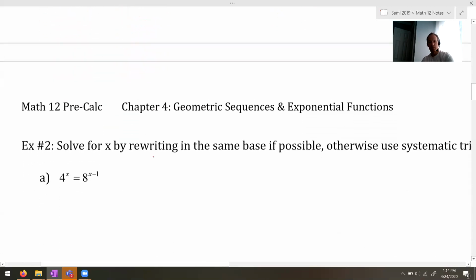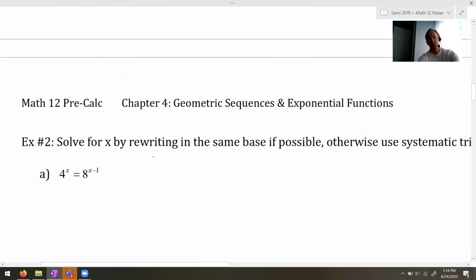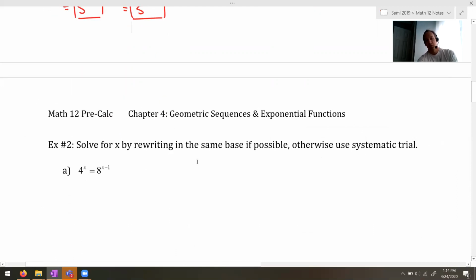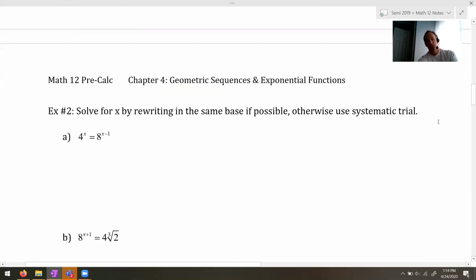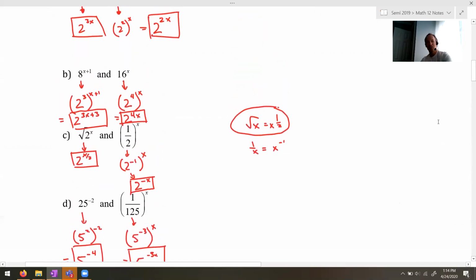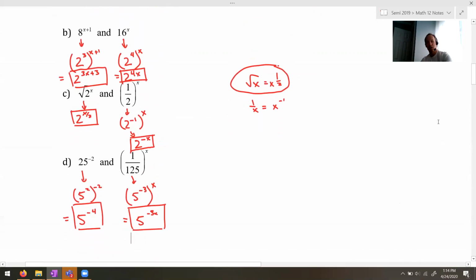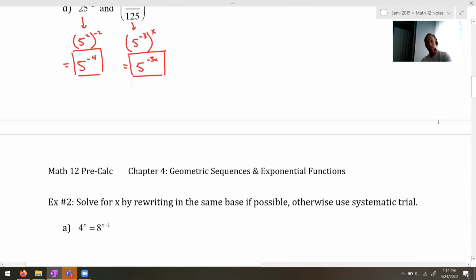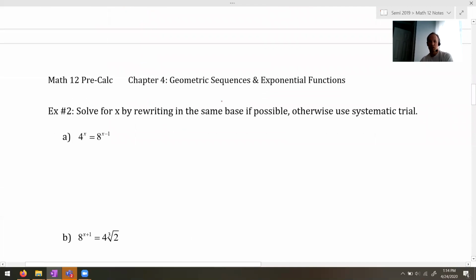Okay, so in example 2 here, we're going to zoom out a sec. We're going to solve for x by rewriting it the same way. So basically what we just did is we got a little practice rewriting them in the same base, and now we're actually going to solve the equations. So if you can do this, you should.